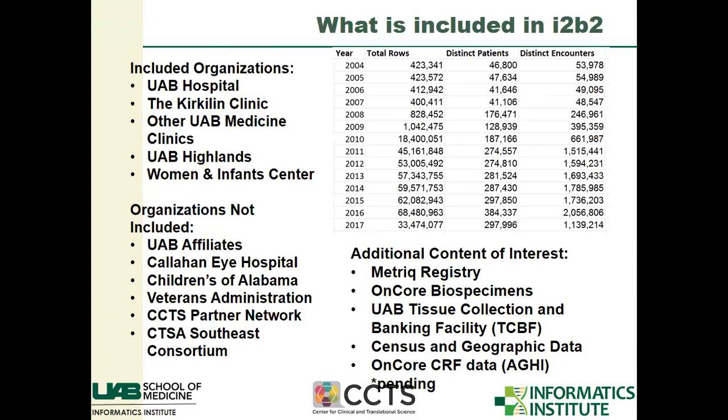It includes anything that is in Impact, anything that is inpatient, outpatient, any of the ancillary data within UAB. It's not UAB affiliates. So sorry for the folks out there in the CCTS partner network. It is not our CCTS partners. It's not Children's. Those are separate legal entities. It is not the VA, etc. Perhaps it can be someday if folks want to work on policy. I'm happy to follow along.